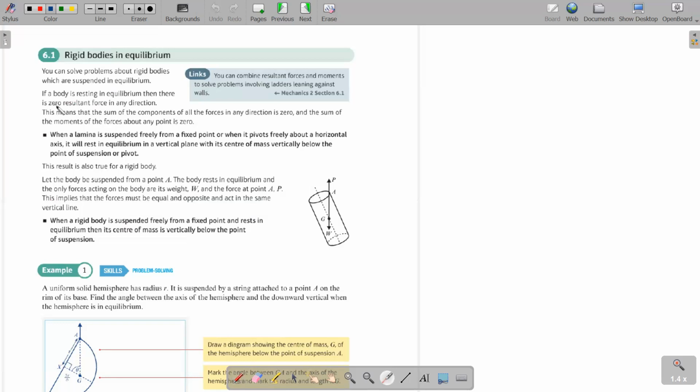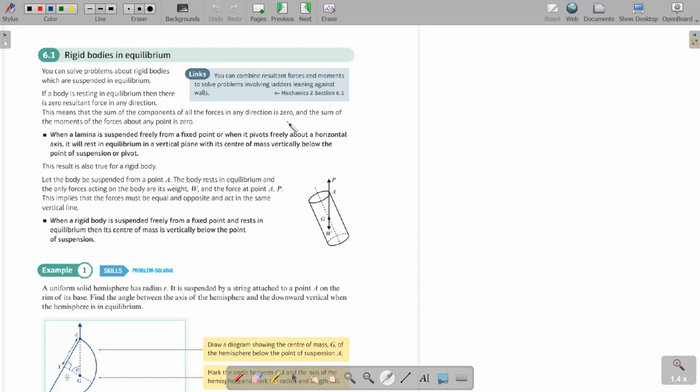So they say here, if a body is resting in equilibrium, because they're talking about resting in equilibrium, not about the suspending part here, then there is zero resultant force in any direction. That is obvious, right? If it is resting in equilibrium, there is no resultant force. This means that the sum of the components of all forces in any direction is zero.